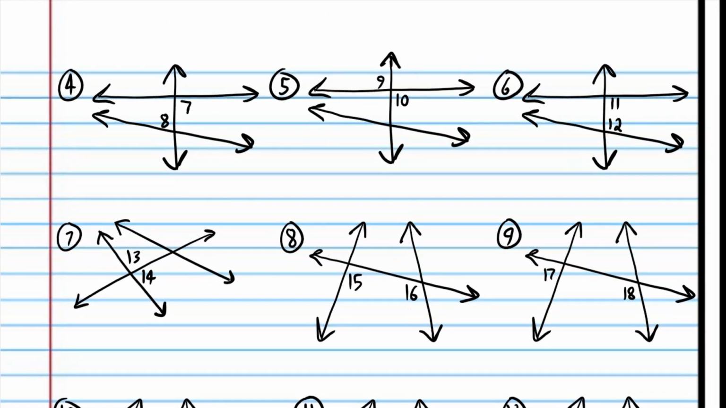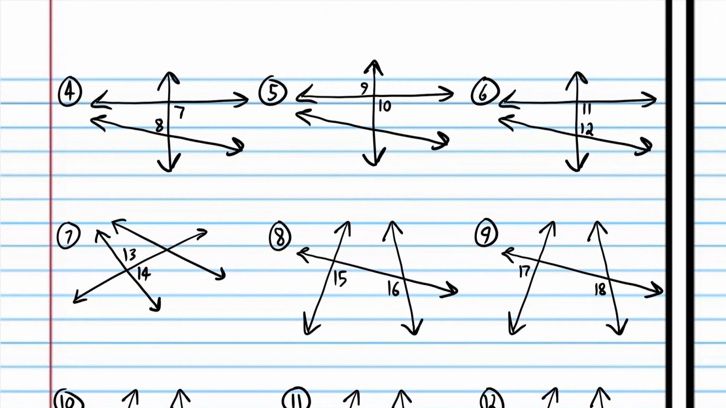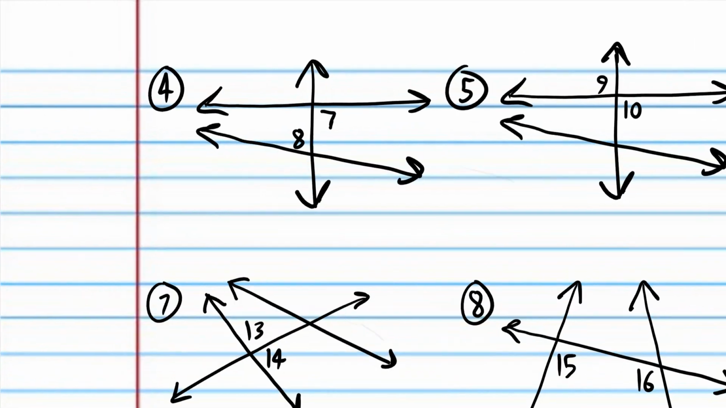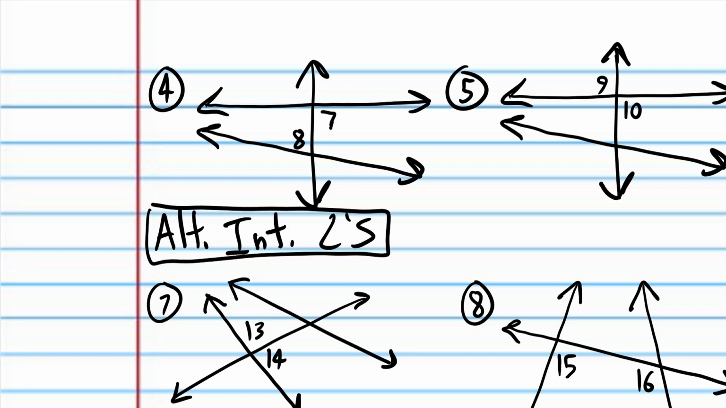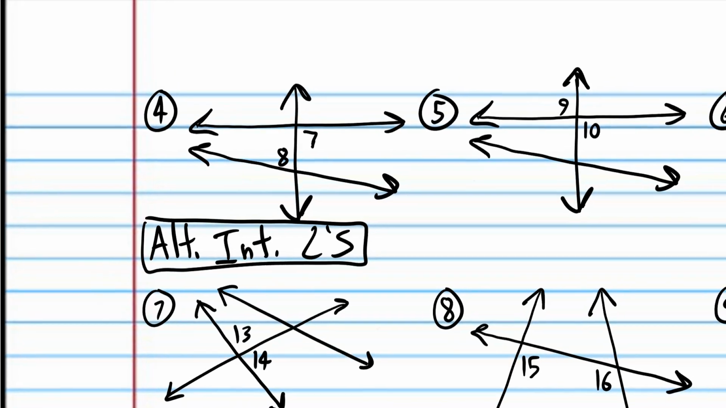So now I want you to try. Name the angle pair for number 4. When you come back, we'll do it together. All right, we're back. They're both on the inside of the two lines cut by the transversal, and they're on opposite sides of the transversal. One's on the left, one's on the right. So those are alternate interior angles. So if you got alternate interior angles, good job.